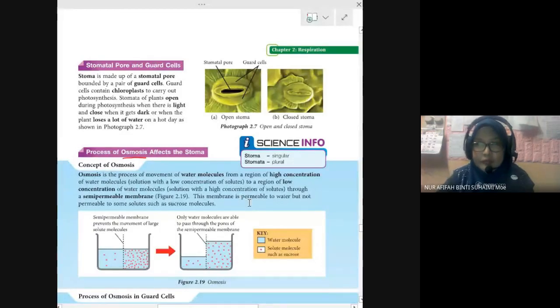Now this one is the structure of stoma. Structure of stoma.